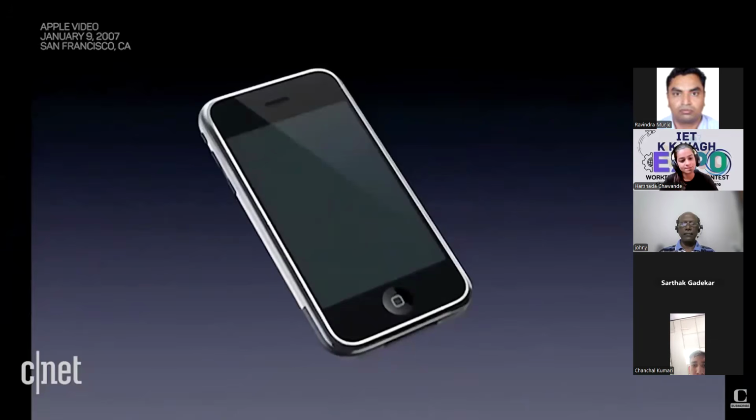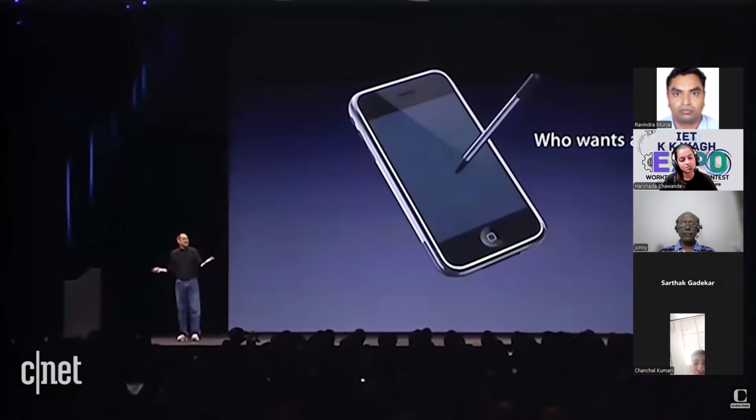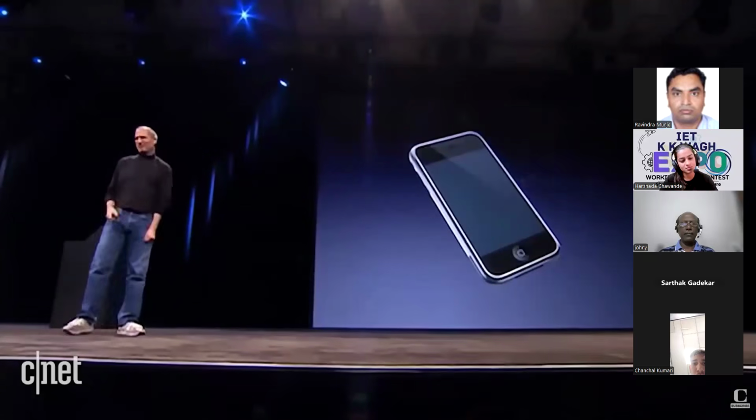So what are we going to do? Oh, a stylus, right? We're going to use a stylus. No. No. Who wants a stylus? You have to get them and put them away and you lose them. Yuck. Nobody wants a stylus. So let's not use a stylus.